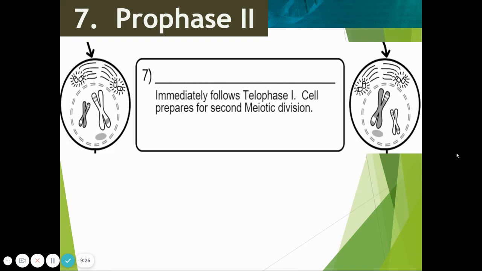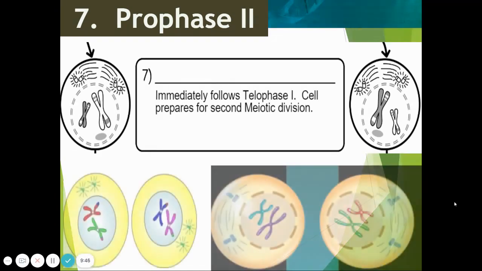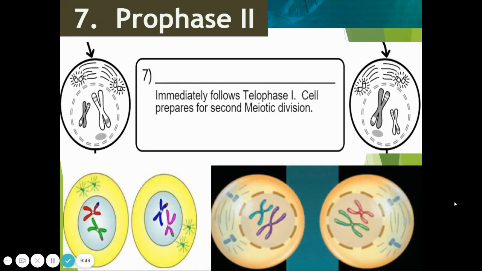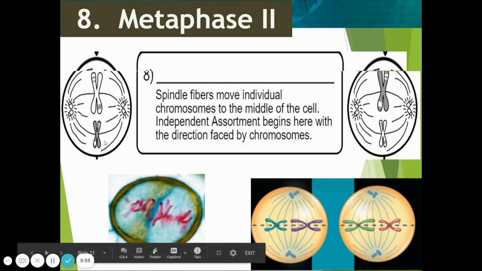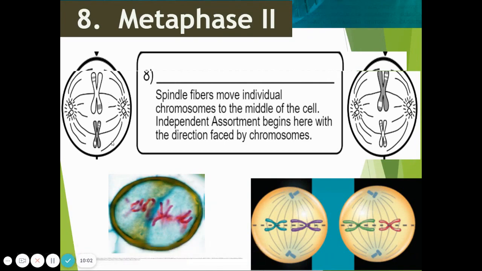And then here's a little way that I always remember if I'm looking at a picture of meiosis I or meiosis II. In meiosis I, there's just one cell going through the process. In meiosis II, there are 2 cells going through the process. So following prophase II, we go into metaphase II. And in metaphase II, what you see here, the individual chromosomes are going to line up in the middle of the cell or the equator of the cell.